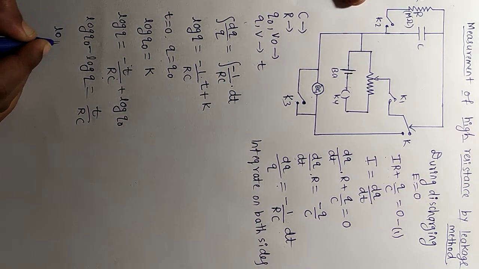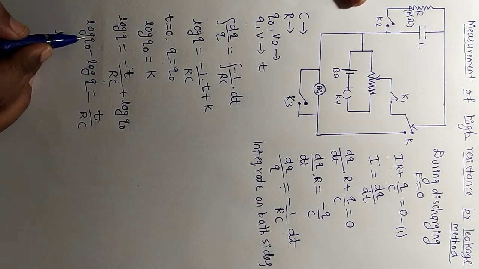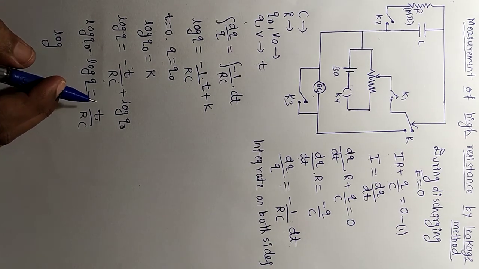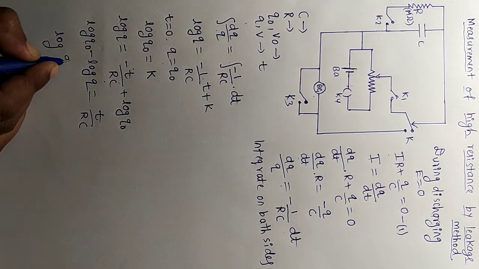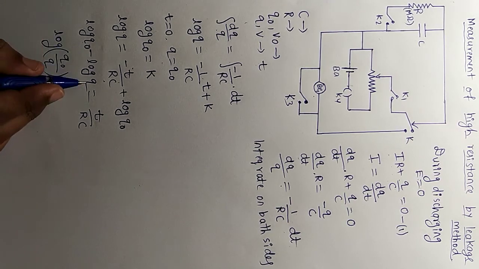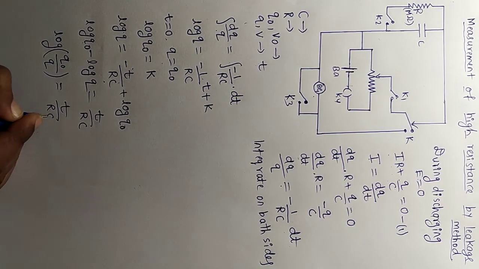Now this is like log u minus log v. So what is the value of log u minus log v? It is log u divided by v. In the same way, the value becomes log q naught divided by q, because u divided by v, as it is minus. So log q naught by q is equal to t divided by RC.